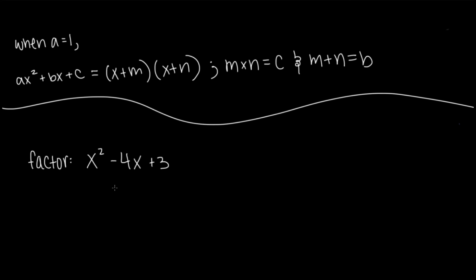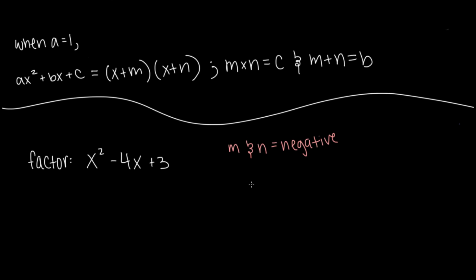Well, in this scenario, the rules are still pretty much the same. m times n still has to equal c, and m plus n still has to equal b. But what did this tell us about m and n if we see that our b value is negative? What this tells us is that our m value and our n value are negative. How do I know this?